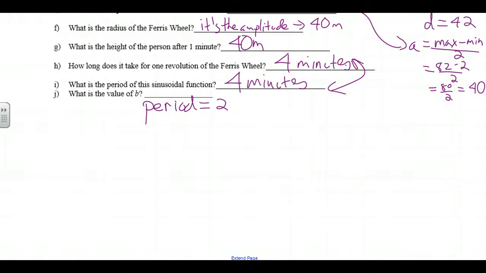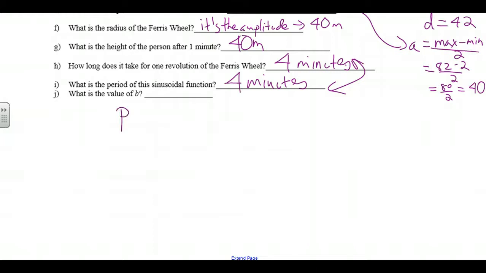So here's the thing, right? A and D are the nicest numbers because you can read them right off the graph, right? You can just say, hey, here's the max, here's the min, get halfway in between, there's D. Here's the distance from the midline to the max, or max minus min over 2, that's A. B isn't the period, but B can be used to calculate the period. So we know the period is 2 pi over B. So for us, that's 2 pi over 4. Oh, sorry. It's asking for the value of B.